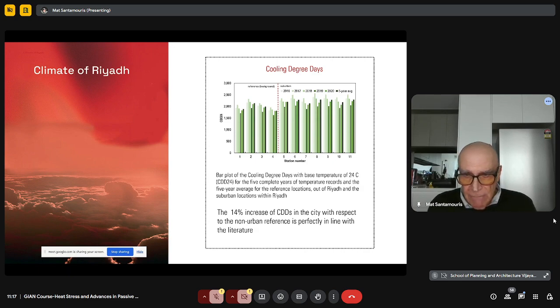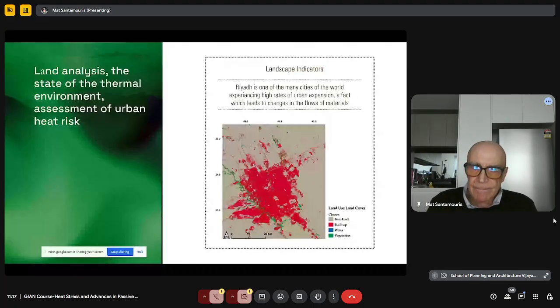in the city. For one complete year, the urban stations, on average, present 14% higher cooling degree days than the reference station. And this shows the magnitude of the overheating during the whole year at the city scale.